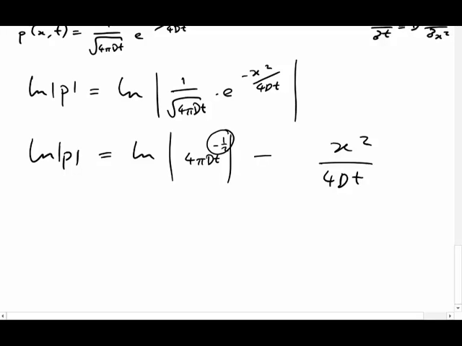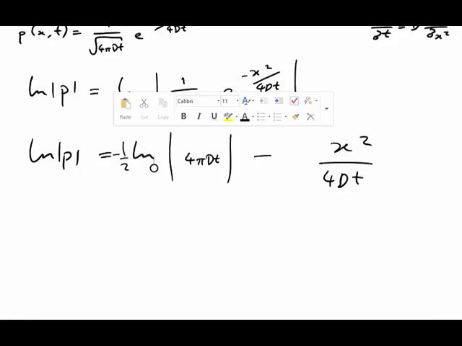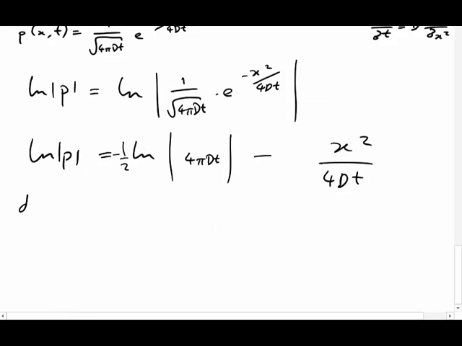Well, by log laws, I can just take this minus a half and stick it out the front, okay? So this is effectively what I'm left with, right? This is what I'm going to work with, and I'm going to take the derivative of this.